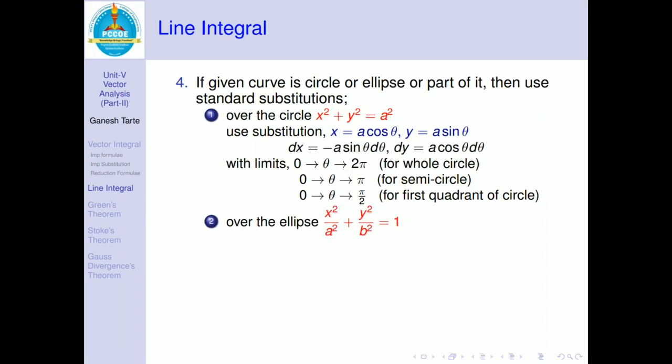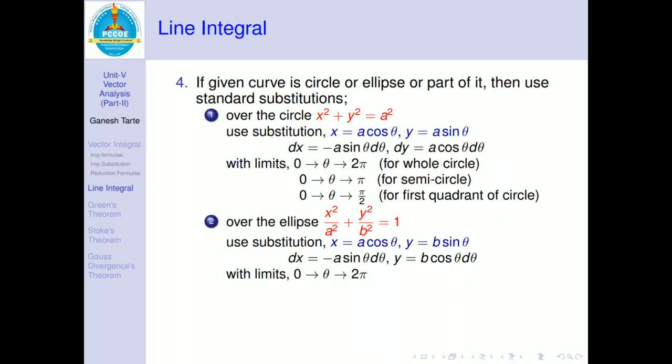Now the line integral over the ellipse x square upon a square plus y square upon b square equals 1. We use the substitution x equals a cos theta, y equals b sin theta. So instead of a sin theta we take b sin theta here. Dx equals minus a sin theta d theta, dy equals b cos theta d theta, with limits of theta from 0 to 2 pi.